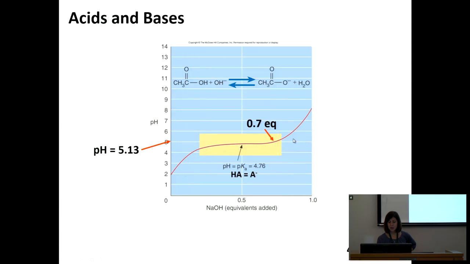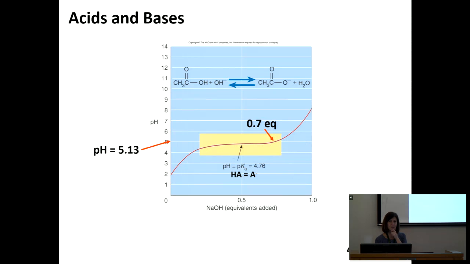So all A minus, more A minus than HA, equal amounts of HA and A minus, more HA than A minus, and only HA. So as we're going through, you could say we start out with all HA, and we start neutralizing it and producing some A minus until the point where we've neutralized half of it. Now we're neutralizing more than half of it, so we have more A minus than HA. And then we get all A minus, no HA left.